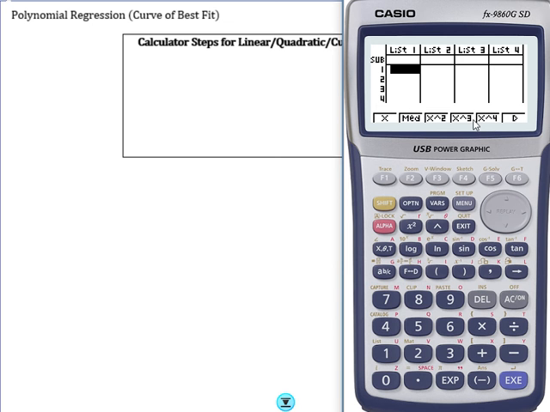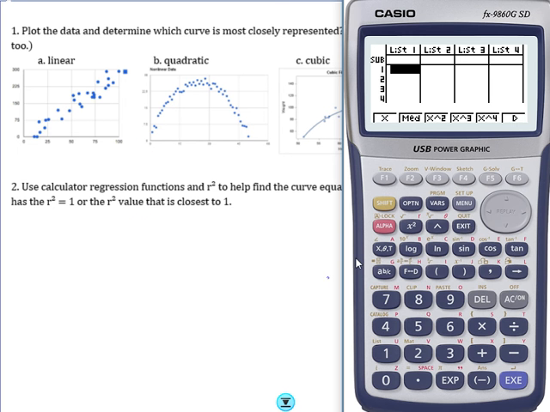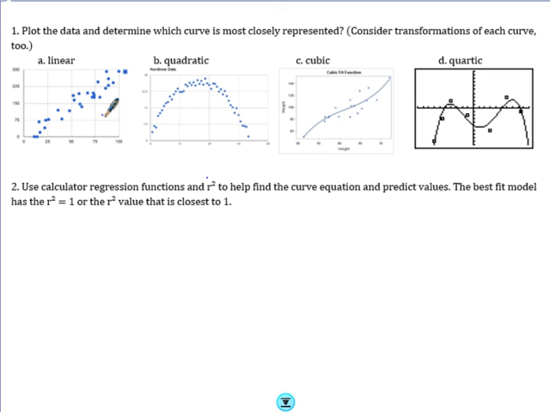So you have to pay attention to what the question's asking and pick the right kind of regression for whatever the problem tells you to do. If you don't know which kind, you're going to plot the data and look at the plot. Instead of choosing regression, you would choose graph and graph 1. Mine's not going to work because I don't have any numbers in there, but it would show you a plot of the points like this. You're just looking at the general shape.